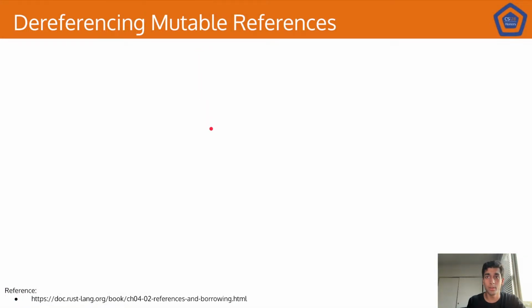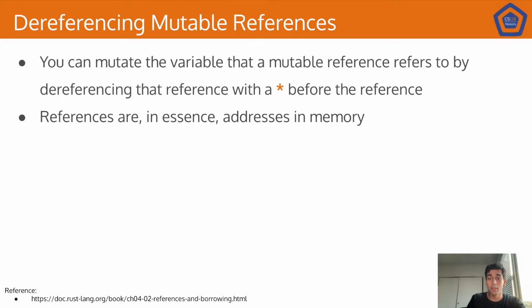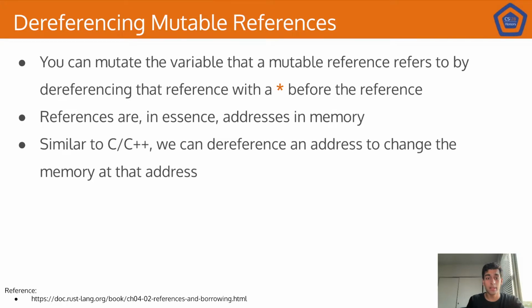Okay, on to dereferencing. So if you have a mutable reference to something, then you can change that data using a star before it. This is very similar to C or C++. If you have a pointer, then you can change the data that pointer points to using a star, because references are, in essence, memory addresses. And like C and C++, if you dereference a memory address, you can change the content of that memory at that address.